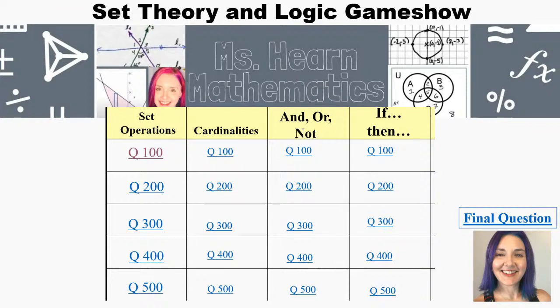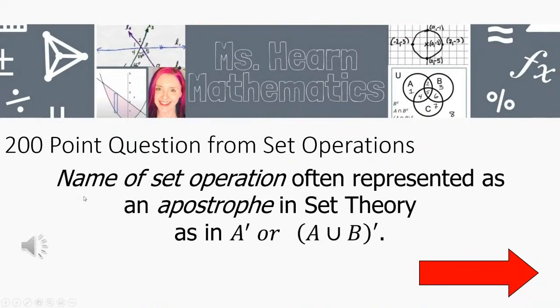Okay, set operations for 200. Here we go. The name of the set operation that's represented as an apostrophe, as in A apostrophe or AB apostrophe. What does that represent?